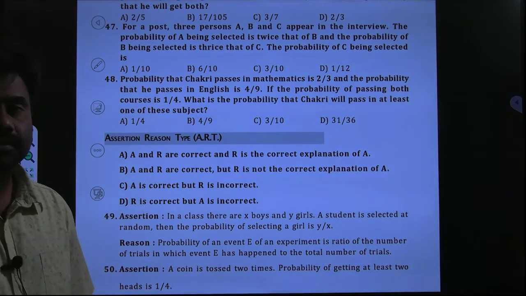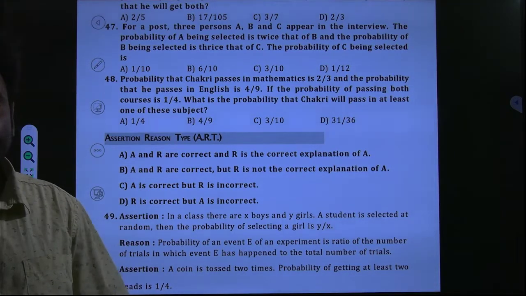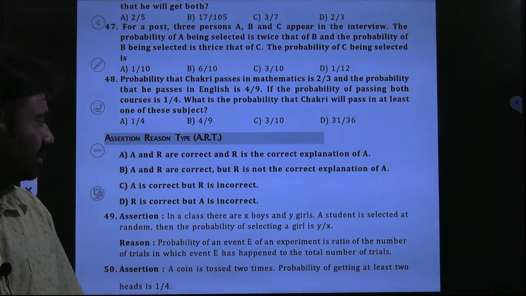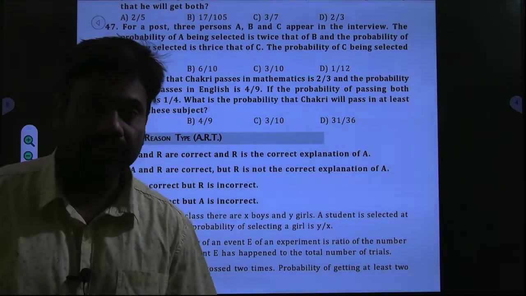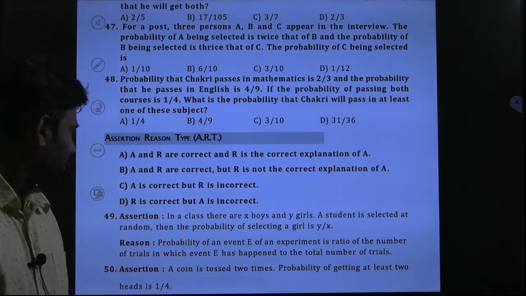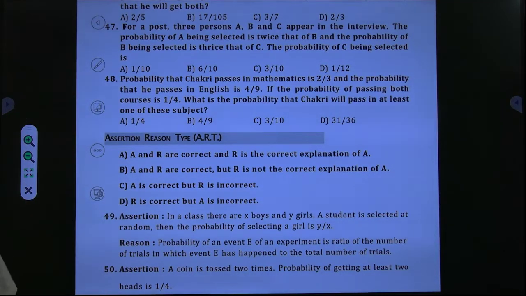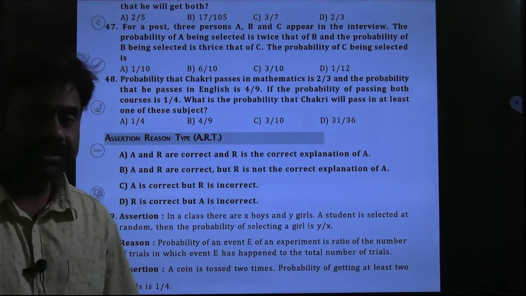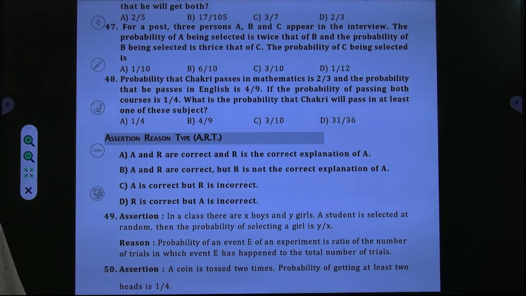In this section, one assertion will be given and one reason will be given. You have to check whether assertion is correct and reason is the correct explanation of assertion or not. If assertion and reason both are correct and reason is the correct explanation of A, then option A is correct. If assertion and reason are correct but reason is not the correct explanation of A, then option B is correct. If assertion is correct but reason is incorrect, then option C is correct. If reason is correct but assertion is incorrect, then option D is the correct answer.